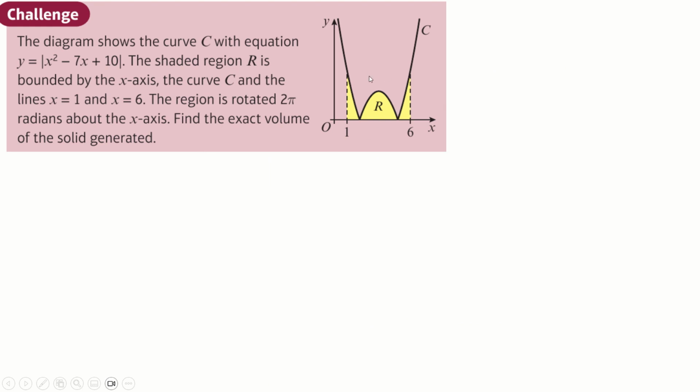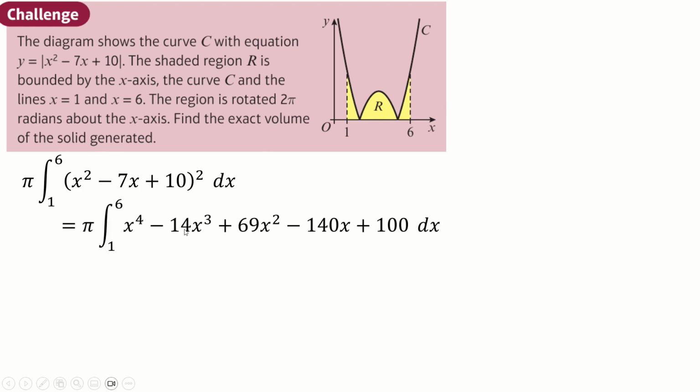I'm going to rotate this around the x-axis, so I'm going to do pi times the integral of y squared dx. Now, this is nice because y squared, this modulus, I don't know whether it's plus or minus, but when I square it, that doesn't matter. So y squared is literally just this thing squared. So that's great. I can just ignore the modulus entirely, basically. Of course, I can expand this out, which gets me this eventually, if I do that properly. I couldn't be bothered.